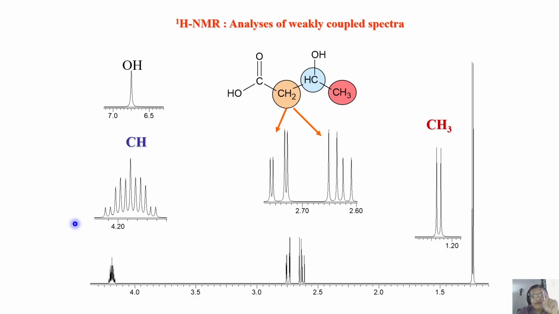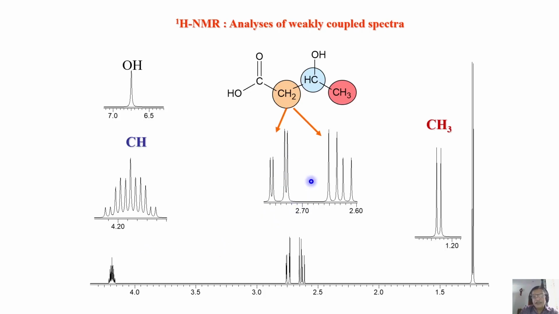Now, we remember we analyzed AMX. When there are 3 weakly coupled protons, what is the pattern we are going to expect? We said each proton of AMX will give rise to 4 peaks. That's what I said. Each line of them should give rise to 4 peaks. Now, let us see what those 4 peaks are and why they are coming.